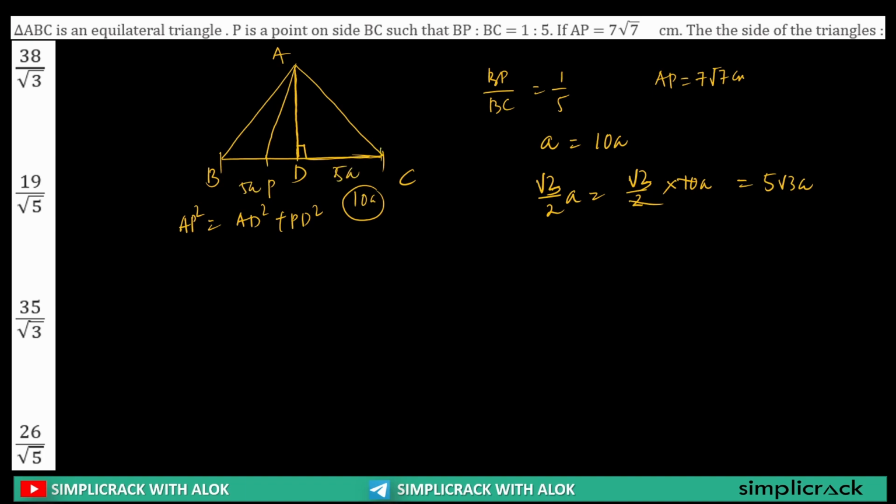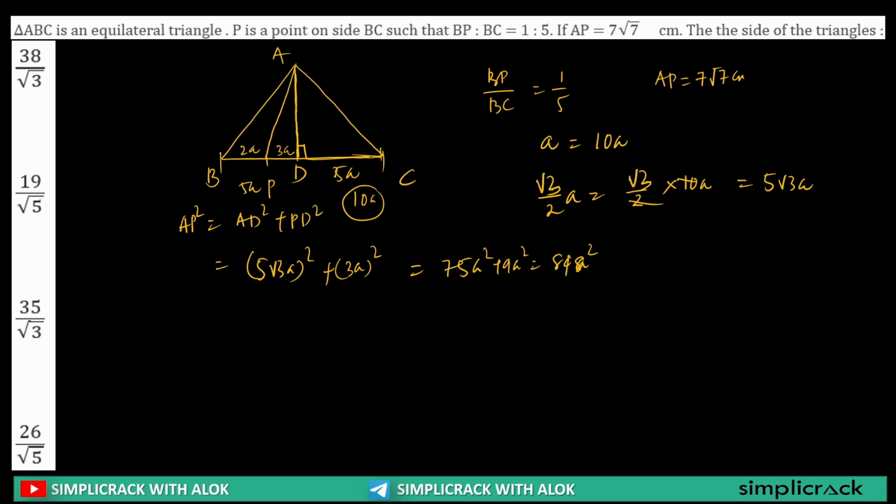But we know from this whole thing that BP is to BC is 1 is to 5. So if BC is 10a, BP will be what? This whole thing will be 2a, so this part will be 3a. So AD square is equal to what? 5 root 3a square plus PD is equal to what? 3a square. That is 75a square plus 9a square is equal to 84a square.